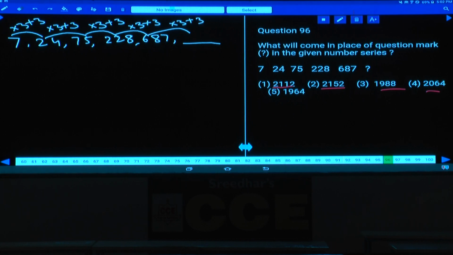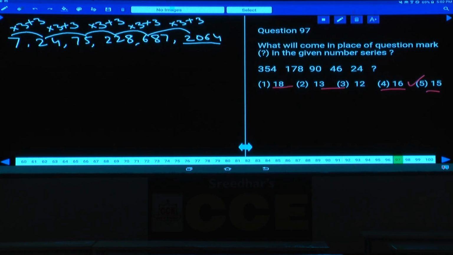Now 7 into 3 is 21 plus 3 is 24, the last digit must be 4. Then 687 into 3 plus 3, then what is your answer here? 2064. 687 into 3 is 2061 plus 3 is 2064. 2064 is choice 4. That is 96. Then question number 97.